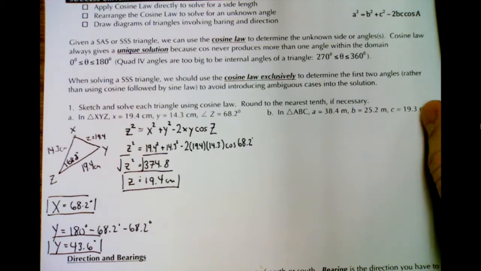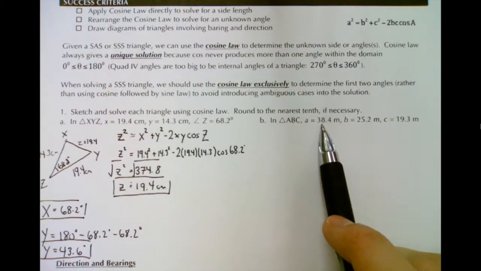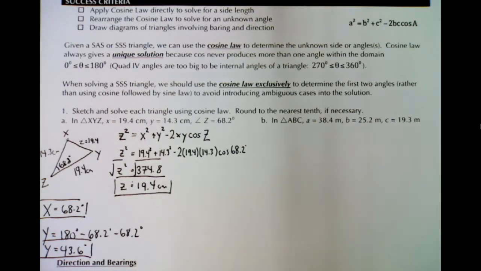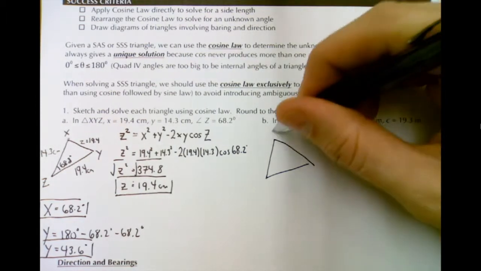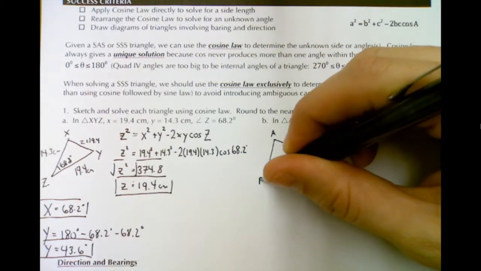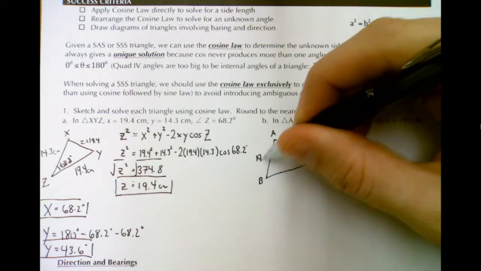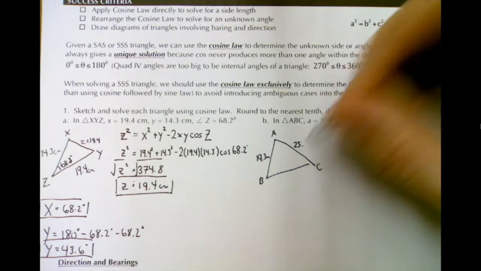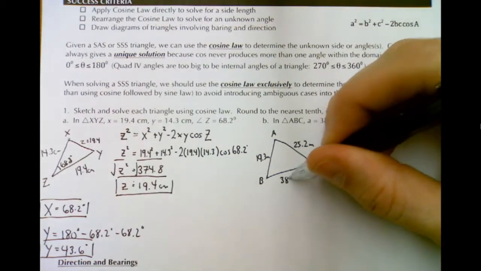All right, how do you use cosine law to solve for an angle? Well, let's take a look here. In triangle ABC, A is 38.4 meters, B is 25.2 meters, and C is 19.3 meters. So I'm going to draw an ABC triangle. All we really know is the scale of the side lengths, but I'm not really using a scale here. I'm just kind of drawing them all the same length, which your drawings don't have to be to scale, so it's okay.